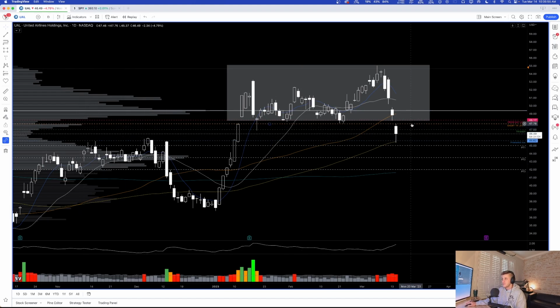And so my first reference point is going to be this structure low right here around 48. We'll call it 47.7. The low right here had a high right here. So I know that this is going to serve as a key level.